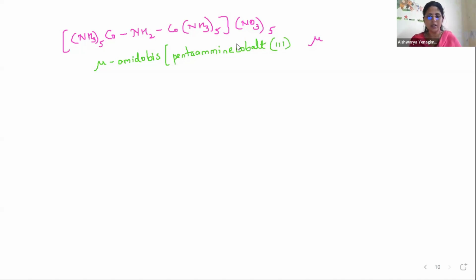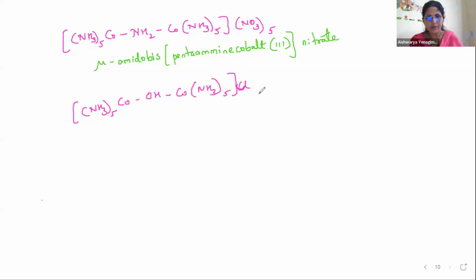And then outside, what is there? Outside it is the NO3 group. And that NO3 group is called what? NO3 is nothing but nitrate. Similarly, you can do one more example. I'll give you [(NH3)5Co-OH-Co(NH3)5]Cl5. So come on, tell me how you can do it.